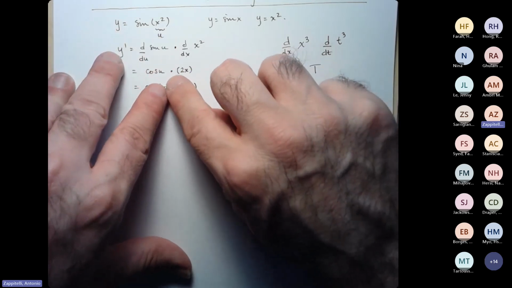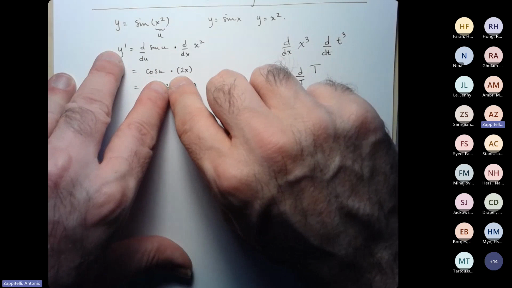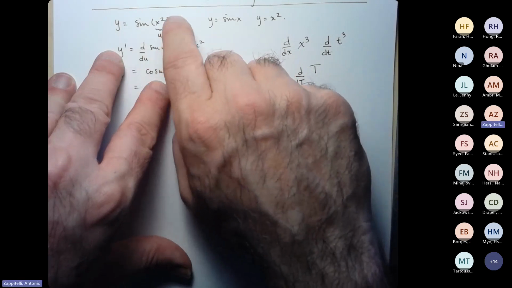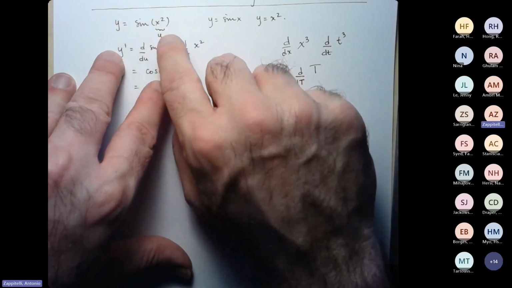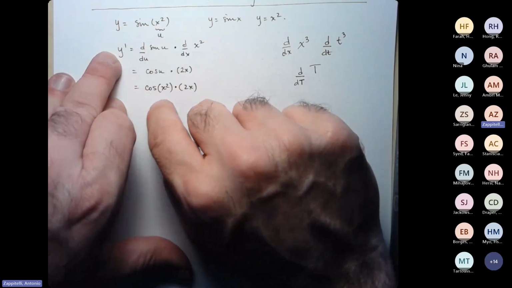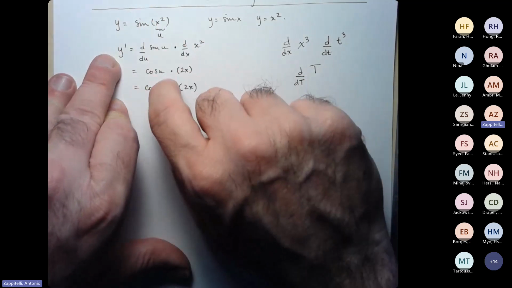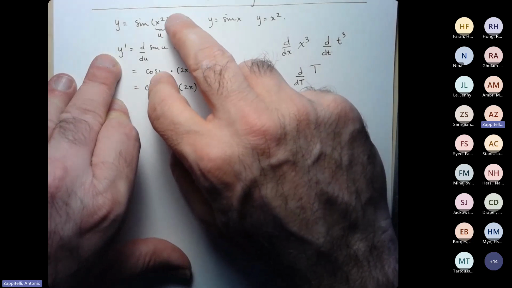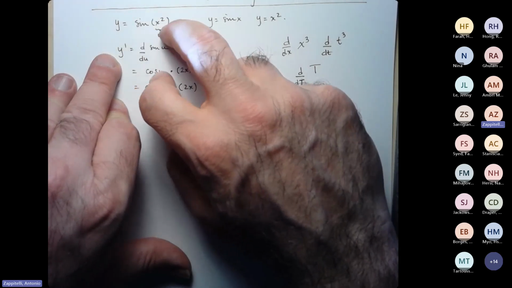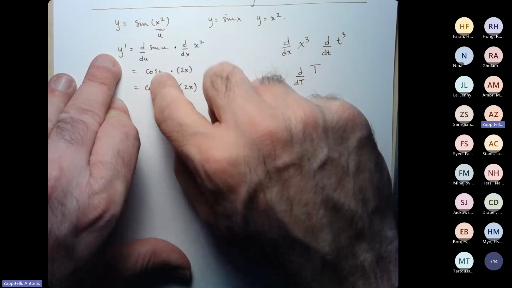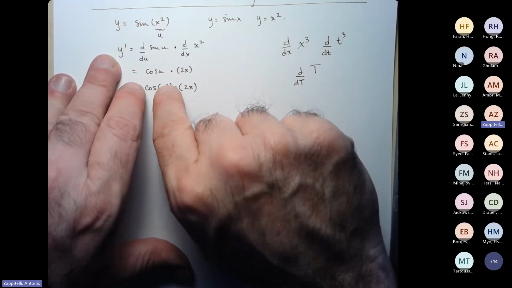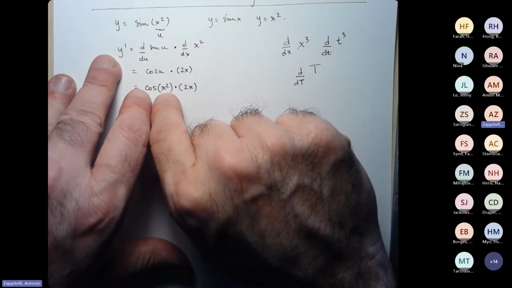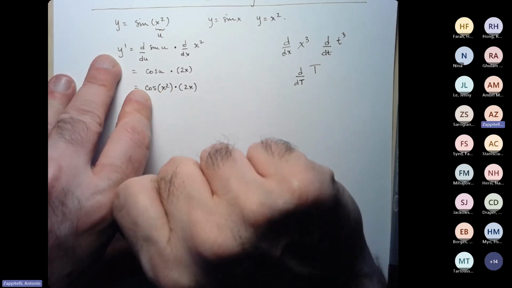But you see how when I want to give my final answer, u doesn't appear in my original function. I'd like to only see x's in my final answer. So what was u representing when I brought it up? It was just representing x squared. So that's why I can now replace u back with what it was representing, which is x squared.